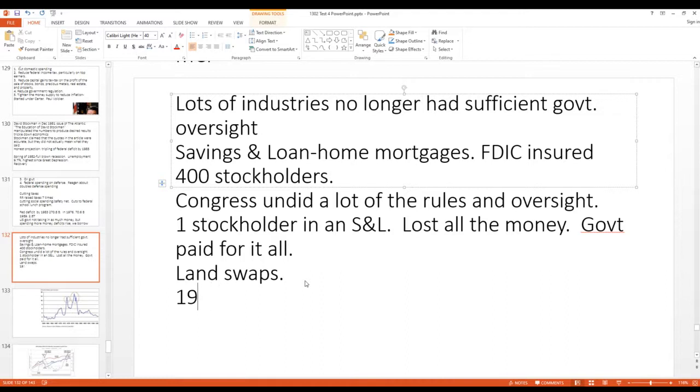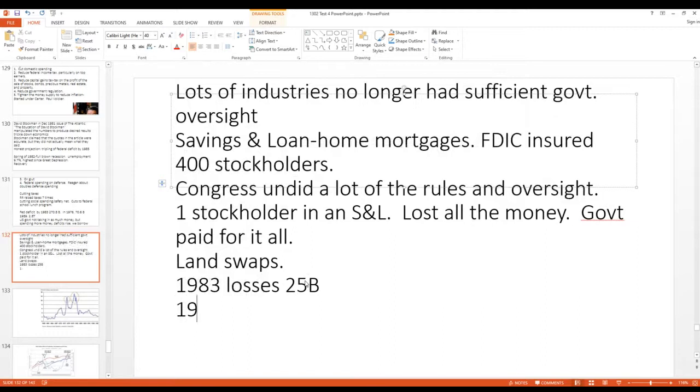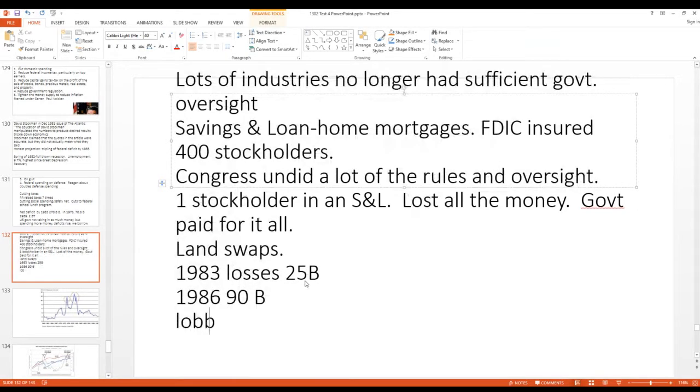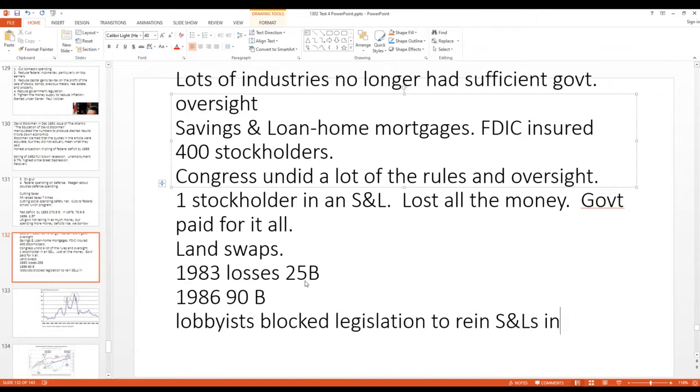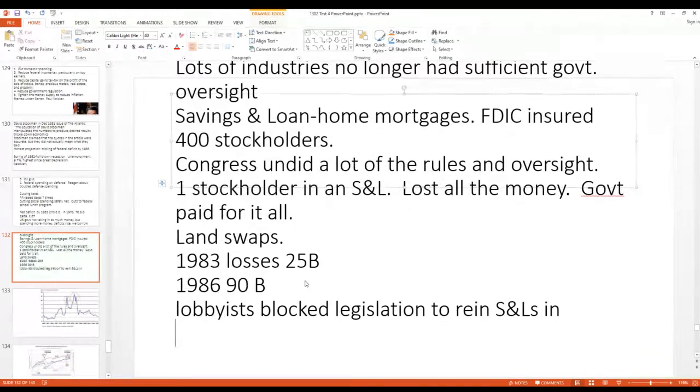By 1983, losses were at $25 billion. It's $25 billion the taxpayers are paying. By 1986, we're up to $90 billion. Lobbyists blocked any attempt at legislation to rein the S&Ls in. And so eventually, when this whole thing was finally done, the S&L deregulation cost U.S. taxpayers $370 billion.